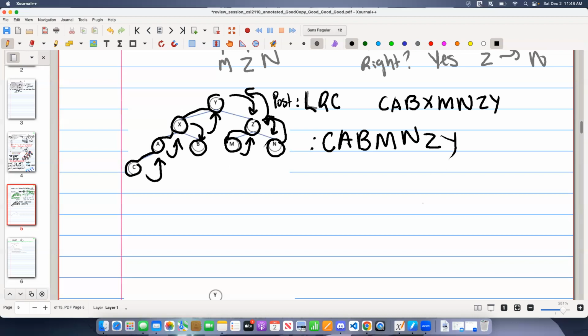When I was doing this exam, it didn't really help me at the time. But a nice trick is that for post-order, the arrow goes up, and for pre-order, the arrow usually goes down. Oh, I'm missing X.